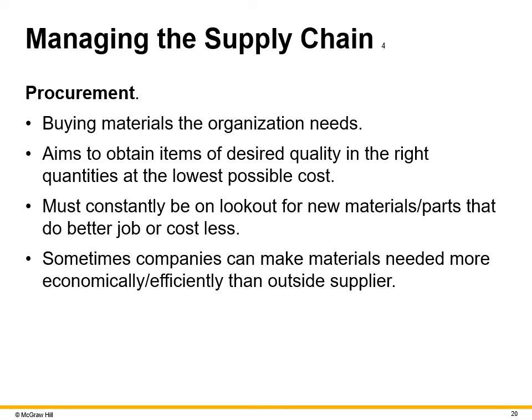Procurement, also known as purchasing, is the buying of raw materials needed by the organization. The purchasing department aims to obtain items of the desired quality in the right quantities at the lowest possible cost. Not all organizations purchase materials. Sometimes a firm can make materials more economically than outside suppliers. Others lease rather than buy equipment.